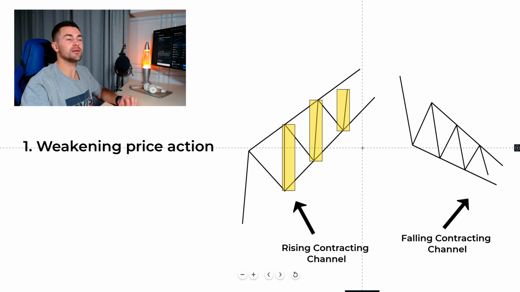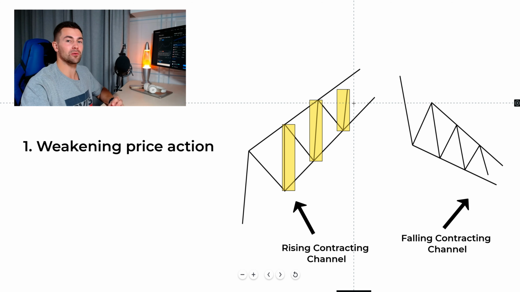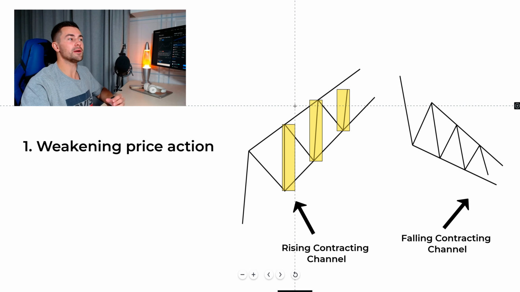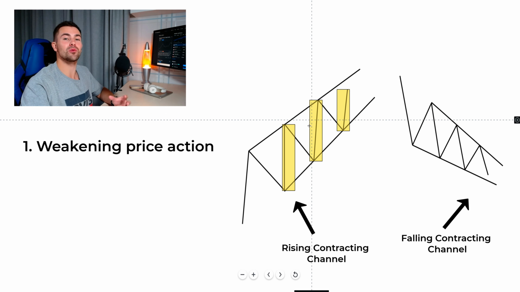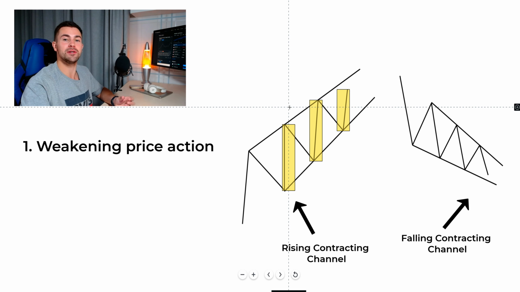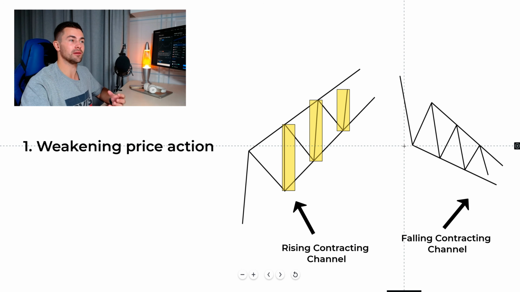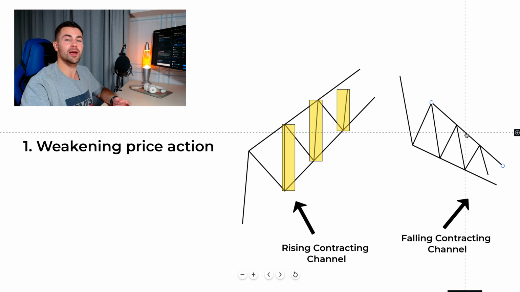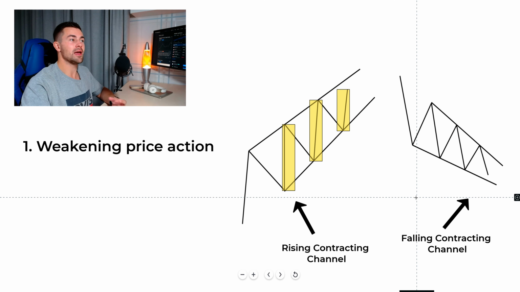It just tells you that the market is exhausted. The market is preparing for a reversal, and your trigger right here is the breakout of the wedge. If we see the bearish breakout of the rising contracting channel, it is a very strong bearish signal. And if we see the bullish breakout of a falling contracting channel, it is a very strong bullish signal. And the rising contracting channel by itself is the reversal pattern.